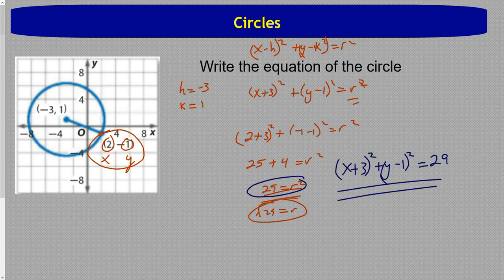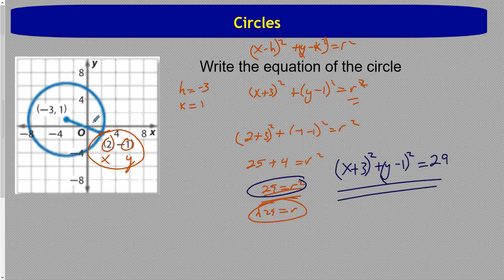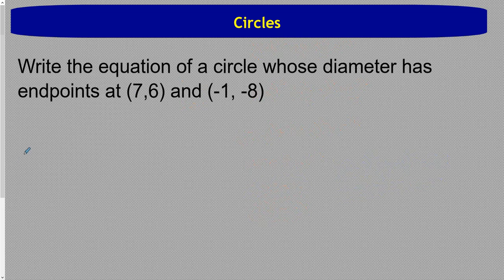There's going to be some like that in the homework, I believe. Write the equation of a circle whose diameter has endpoints at 7, 6 and -1, -8. So in this previous example, we had an endpoint and the center, right? Well, now I have 2 endpoints of the diameter, which means I don't have that center point. I have these 2 outside points. A diameter has to run through the center, and the center will be halfway between these points.